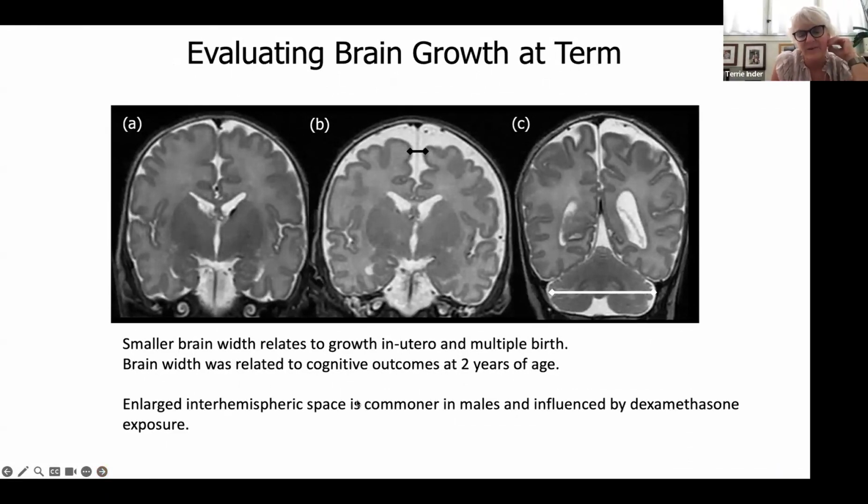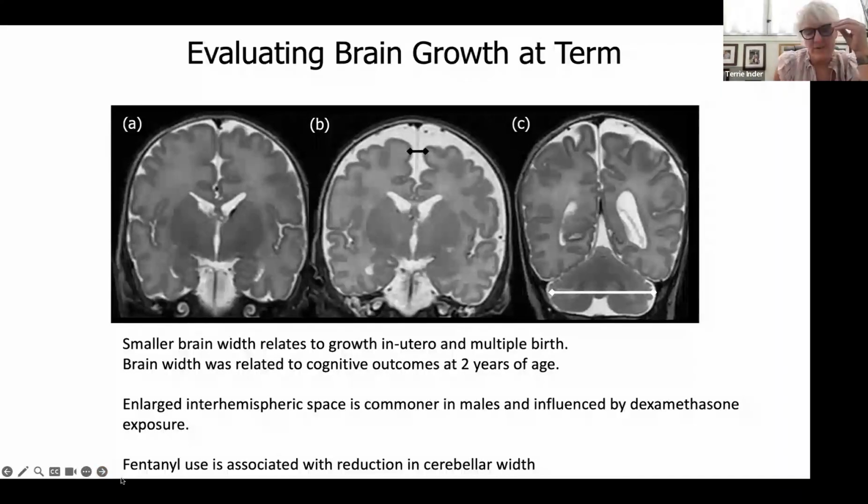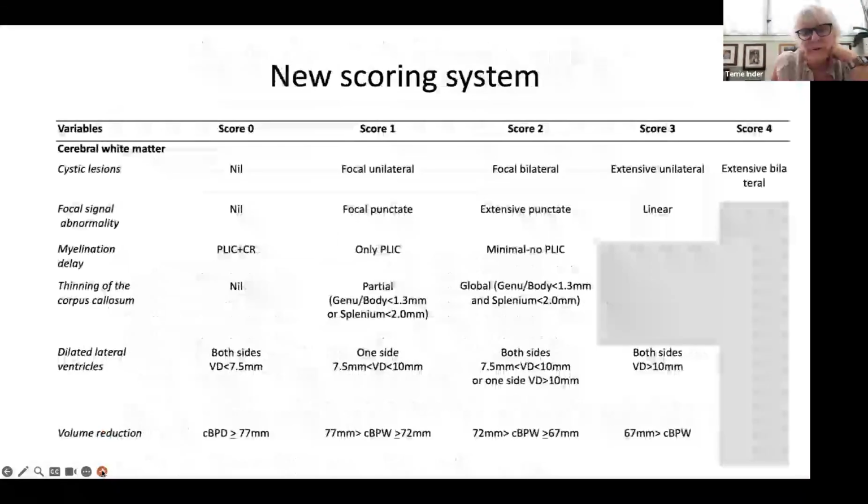Enlarged hemispheric space is often commoner in males and those babies who have received dexamethasone, and fentanyl use is also associated with reduced cerebellar width. And we need to know these things. We need to be able to know for our individual baby what impact our treatments have had on their brain growth and development. Scoring systems exist for these preterm babies to be able to look at some of the simple things.